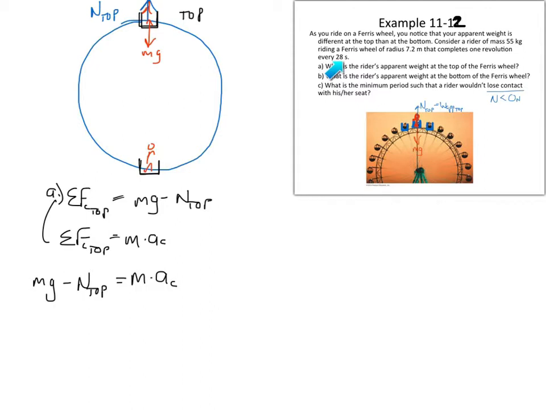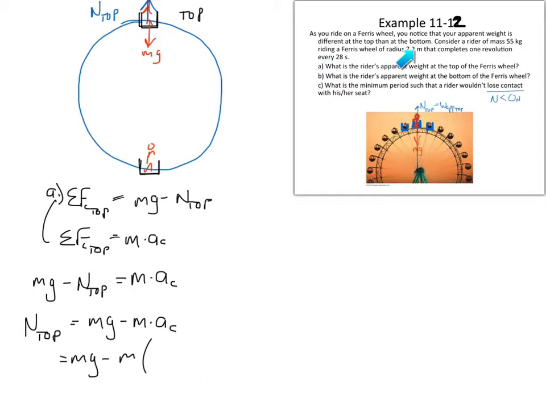So let's write this in a little more detail. In fact, I'm going to solve for normal force at the top first. So I'm going to add this over here, and then I'm going to subtract this over. So normal force at the top equals mg minus m times centripetal acceleration. All right, and this right here, we can write in a little more detail. Like I said before, we have the period and we have the radius. So mg minus mass times what? What's an equation we have for period and radius?